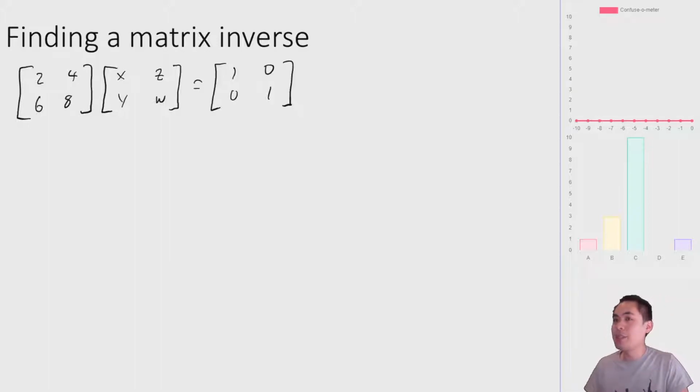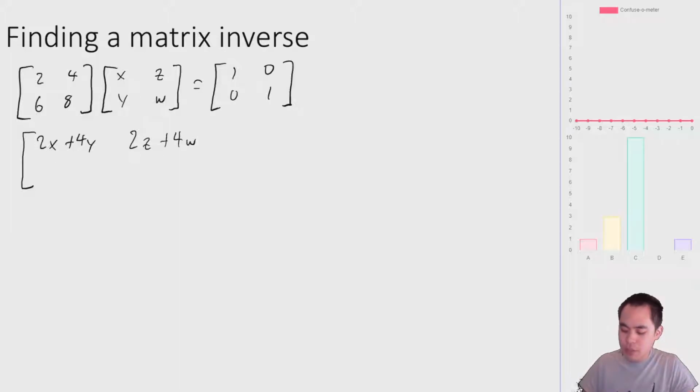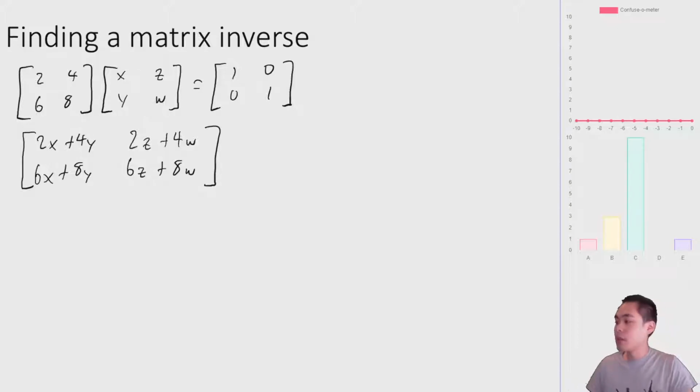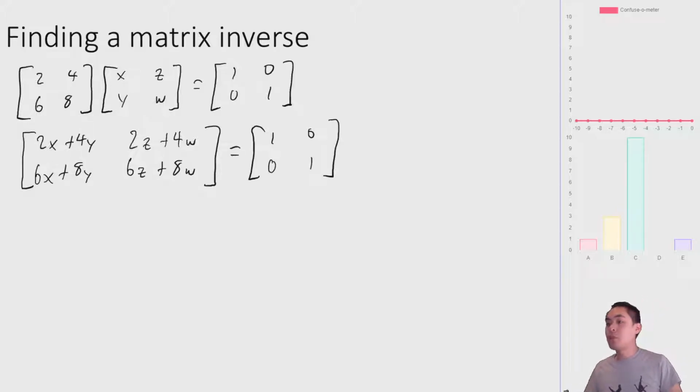And of course, we can expand these out by just using matrix multiplication. So this gives you 2x plus 4y here, because you take the first row times the first column. Then you get 2z plus 4w, since you want the first row times the second column. And you get 6x plus 8y, and 6z plus 8w, for the entries of multiplying these two matrices together, and we want to set this equal to [1, 0; 0, 1]. But now, in order for two matrices to be the same, all their entries have to be the same. Therefore, you get a couple of systems of equations.